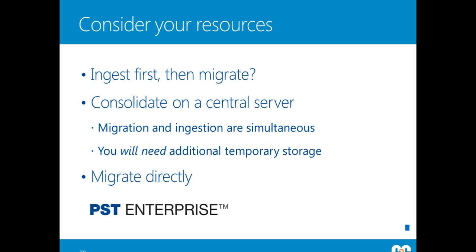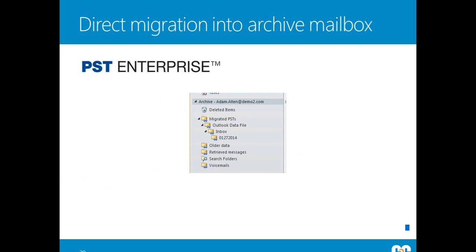The other option is to migrate it directly, and this is how C2C's PST Enterprise works. The IT organization simply chooses to have PST Enterprise migrate directly into the Exchange Online archive box, as is displayed in the screen above.